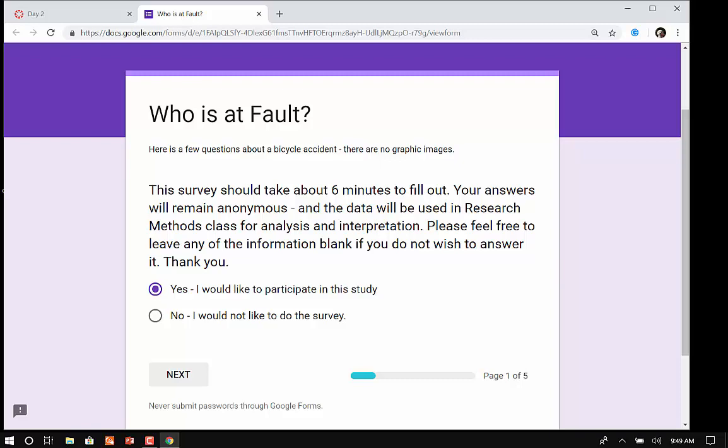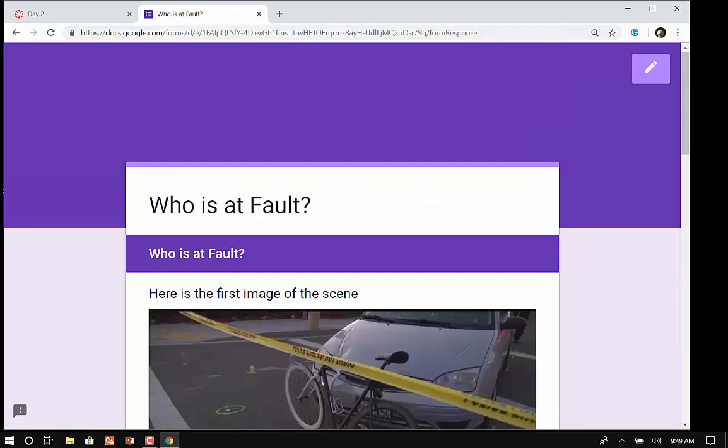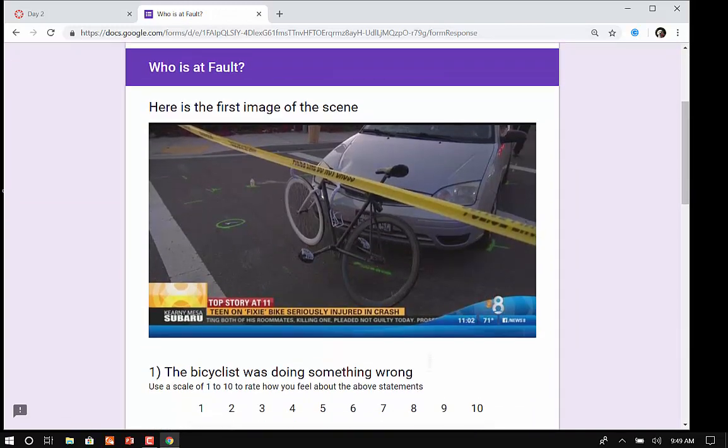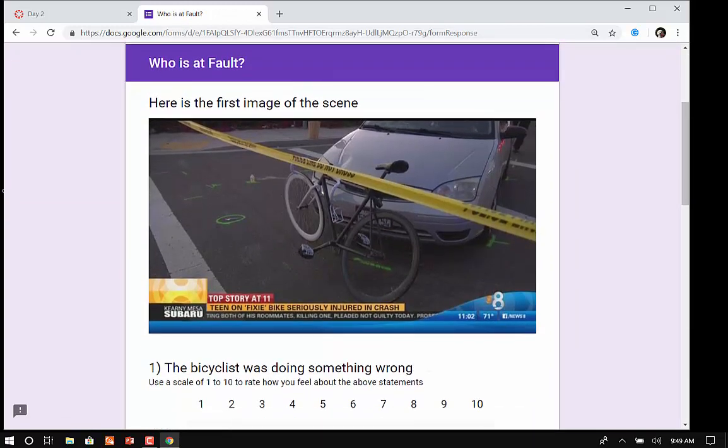Anyway, this was from Channel 8. So here is my independent variable. I am giving you a prime. What is a prime? It's a stimulus.